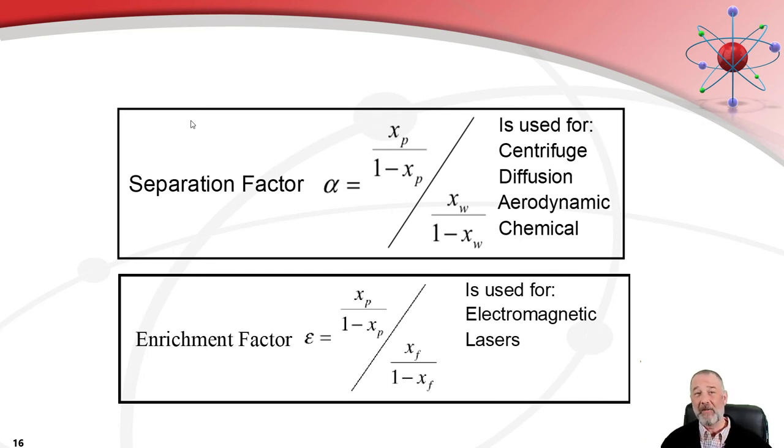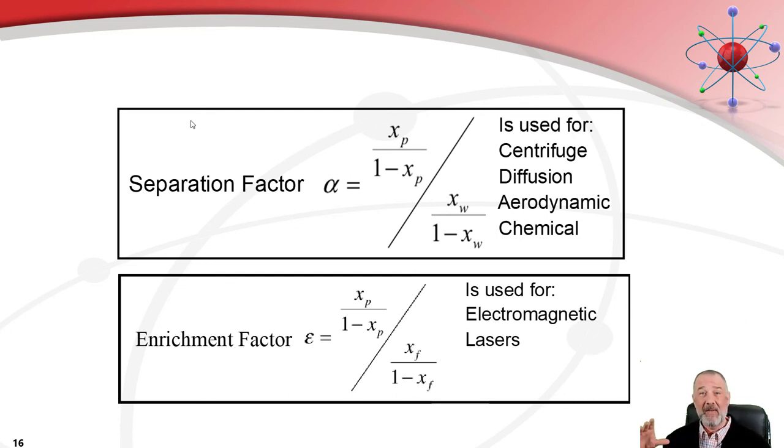Now you're probably saying to yourself, well, okay, I get it. I can do some math. So if you gave me the fraction in the product and the fraction in the waste, I could tell you what the separation value alpha is. Well, no, not really. It doesn't quite work that way. The separation factor alpha is determined by whatever technology you're using. So if you're using a gaseous centrifuge of a specific design, it will have a set alpha, and it's not something you can change.